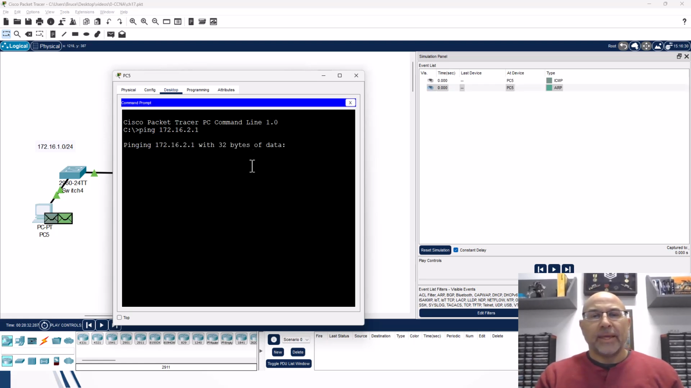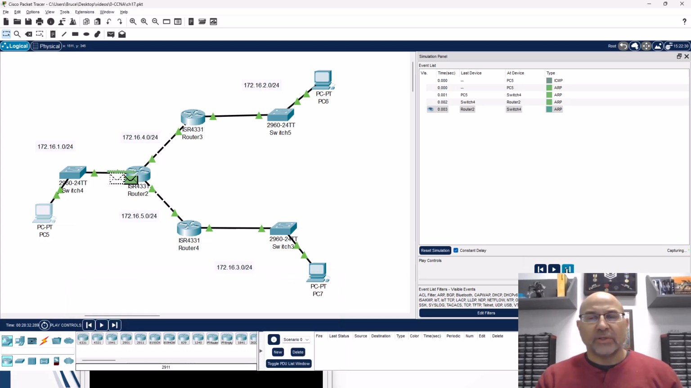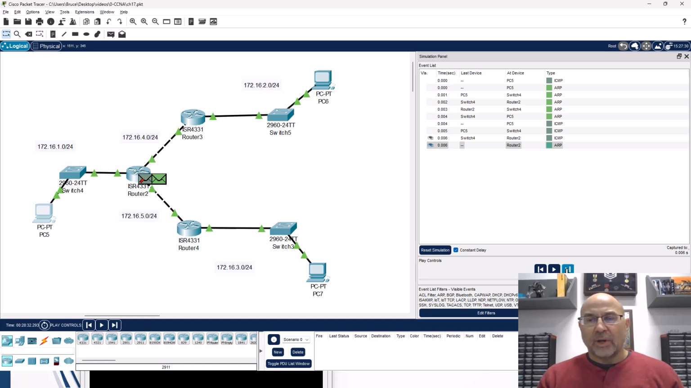Now we know that the host is going to ARP for its default gateway because we have to send a frame up there. The router says, yes, this is me, I can help you, and the message goes back. Now we're going to send this ICMP message, and out it goes. Now the router, oh my goodness, what's happening here?